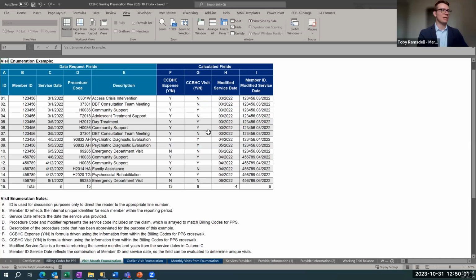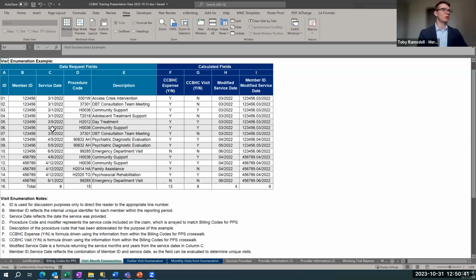Since we're using PPS2, I don't really care much about which day of the month the service was provided. I really only care which month the service was provided. So I can count the number of times in a month, for example, a person received a service, but I can also identify unique months where a patient received services. In column H, you can see a CCBHC triggering service, a visit was triggered for community support. That occurred in March 2022.